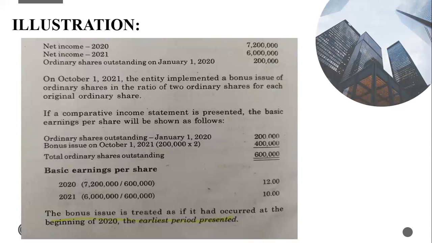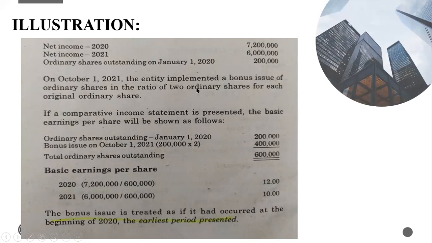So we have an illustration. Net income for 2021 is 7,200,000, and net income for 2020 is 6 million. Ordinary shares outstanding on January 1, 2020 is 200,000. On October 1, 2021, the entity implemented a bonus issue of ordinary shares in the ratio of 2 ordinary shares for each original ordinary share.